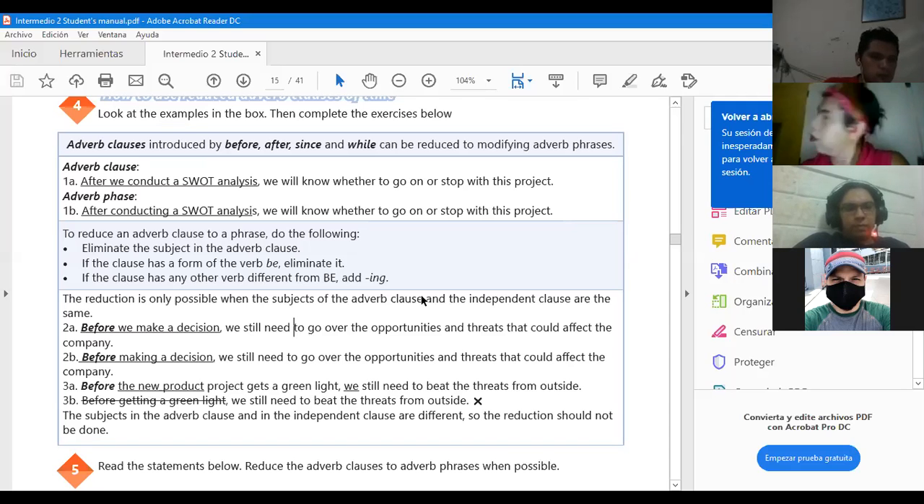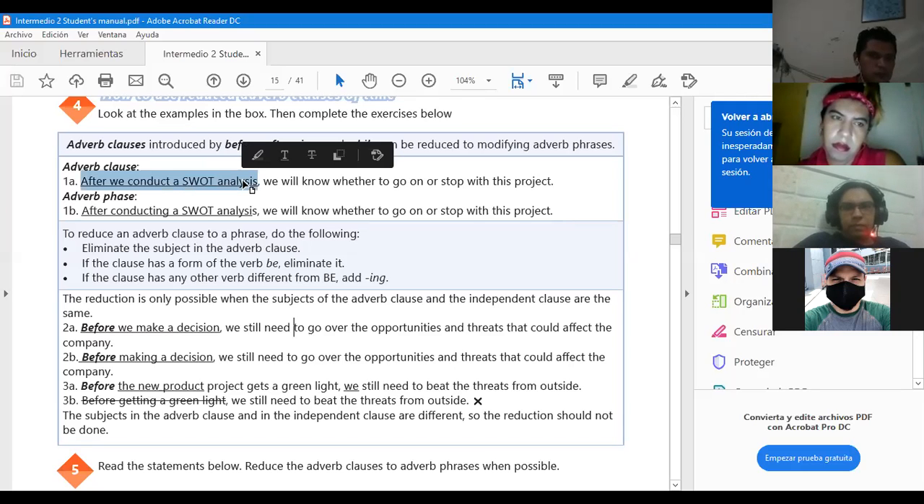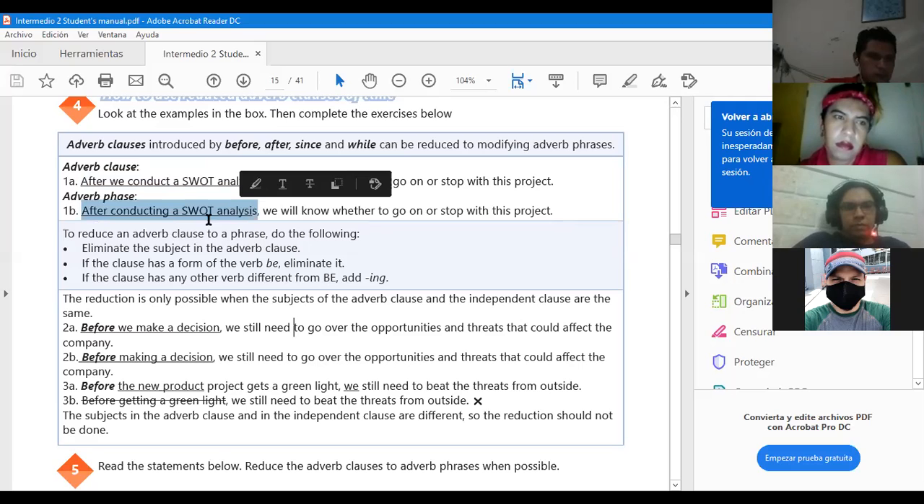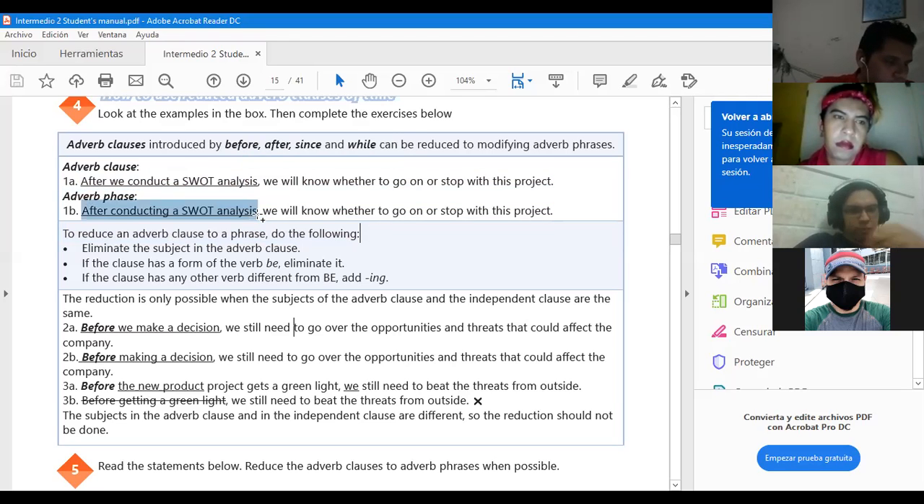I was telling you about this one. For example, here we have this one. This is a reduced adverb clause. After we conduct, it's a full phrase. How about here? After conducting. Hey, what happened here, Cesar? Can you tell us what happened here? After conducting an SWOT, blah, blah, blah. What happened here? Look, after we conduct. How about here? What happened? Can you tell us, please?